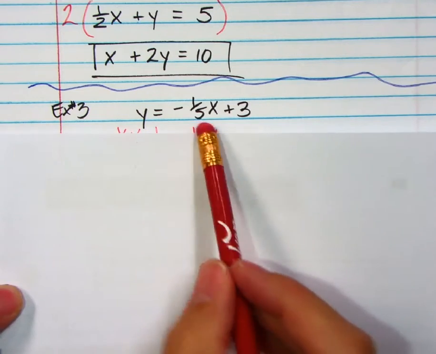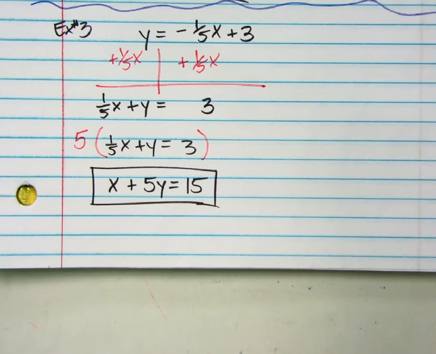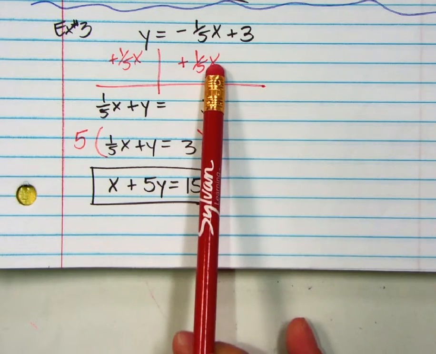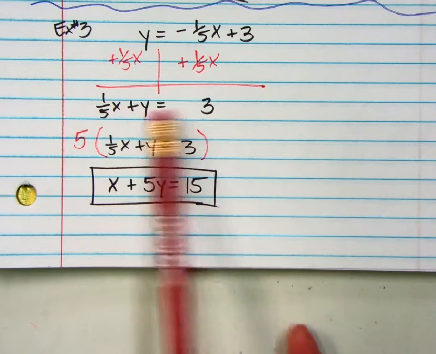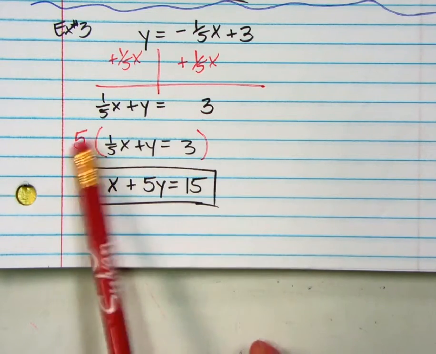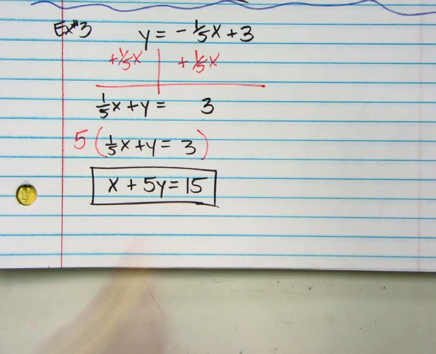And for the last one, there it is. Try it out. Great. If you did this correctly, you added 1/5 x to both sides. You realized that the common denominator was 5. Multiply everything by 5, and there's your final answer.